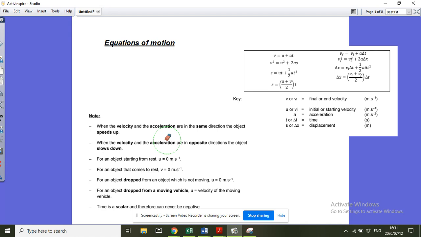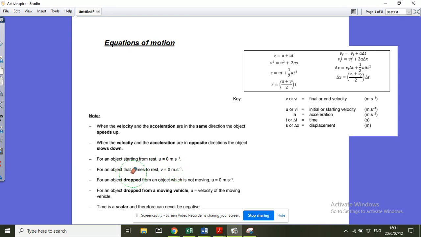Also, please think about these questions logically when you get them. When they say an object is starting from rest, then you know your initial velocity is 0. When an object comes to rest or to a standstill, so read the questions nicely, then final velocity is 0.